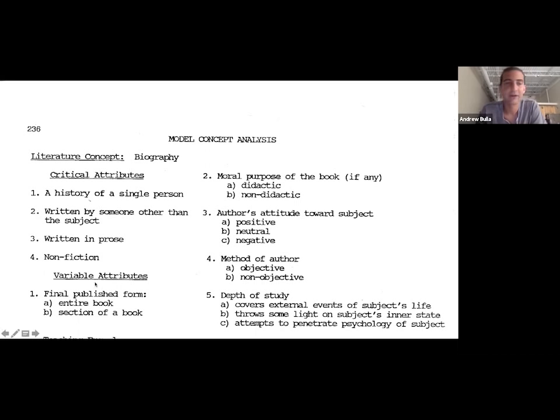Then we have our variable attributes. Final published form: an entire book or a section of a book. That can vary. Moral purpose of the book: didactic or non-didactic. That can vary. The author's attitude towards the subject: positive, neutral, negative. That can vary. Method of author: objective or non-objective. Again, that varies. And then depth of the study: covers external events of the subject's life, throws some light on the subject's inner state, attempts to penetrate psychology of the subject. Again, those can vary. Those don't define what a biography is or is not.